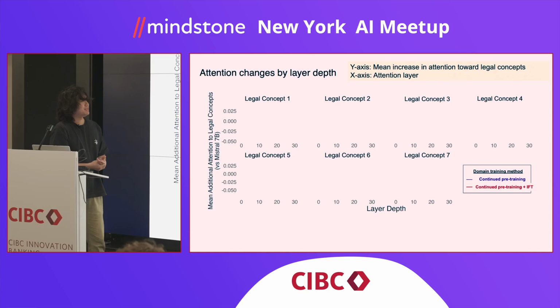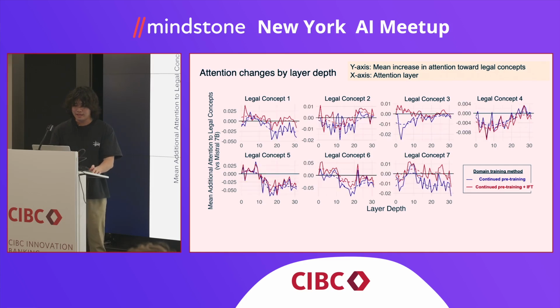This is another interesting way to look at the effects of fine-tuning. So let's let the x-axis be the layer depth, so different attention layers. So we have different depths of the layers. 0 is like the early attention layers, and 30 is the latest attention layer. And then the y-axis is the average increase in attention toward those domain concepts across all the heads in that one layer. And when you plot that, you get something that looks like this.